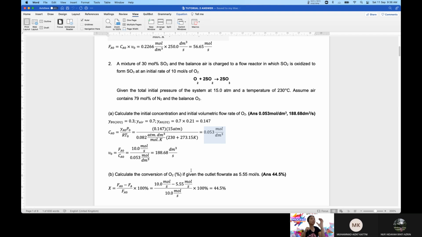So FA0 originally was 10. In the question, they gave FA0 as 10 minus 5.55. FA0 minus FA, 10 minus 5.55, divided again by how much A you feed to the system, which was 10. So you calculate, they want it in percentage, don't forget. If in percentage, multiply by 100%. Although usually in calculation I say use fraction, in this calculation they want it as a percentage, so we just multiply by 100. Then you get 44.5%, meaning that 44.5% of the original A has reacted in the reaction.